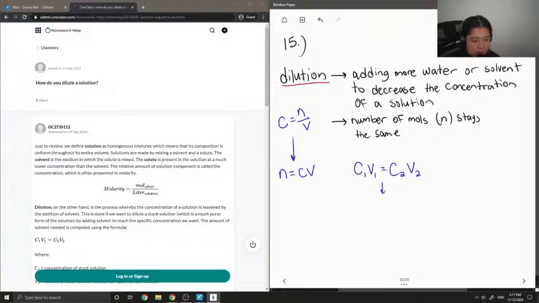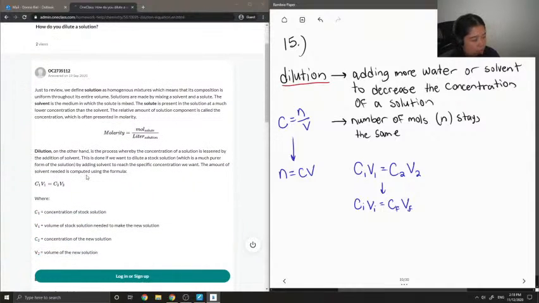So this can also be written as the concentration of your initial solution times the volume of your initial solution is equal to the concentration of your final solution times the volume of your final solution. So most of the times in a question, they'll ask you to calculate the concentration or the volume of a solution if this amount of water is added. So the C1V1 equals C2V2 is just an easy way of finding out your new concentration or volume.